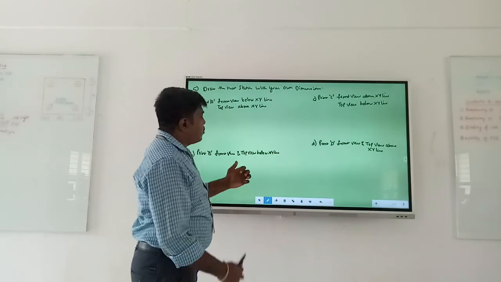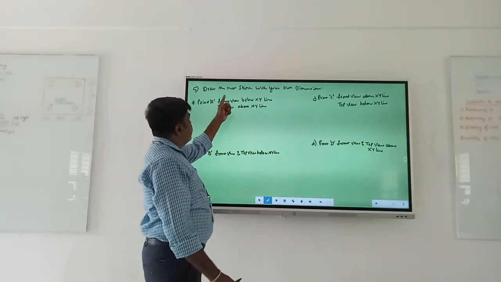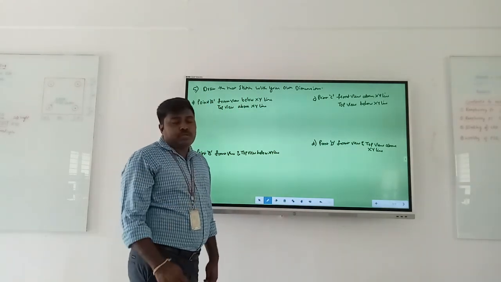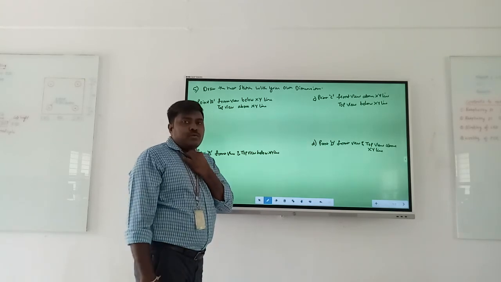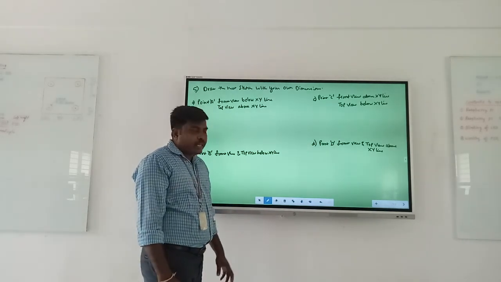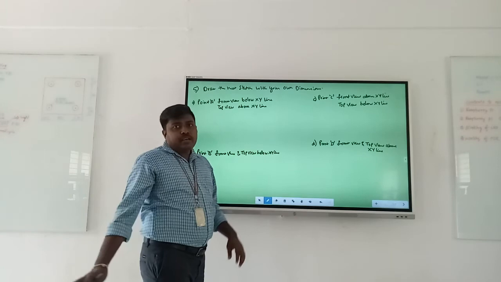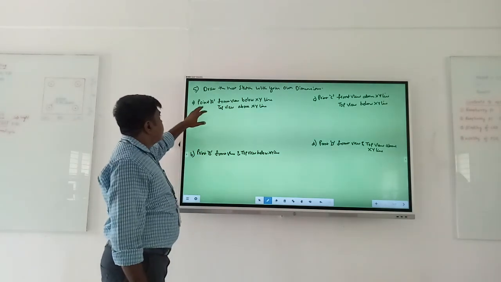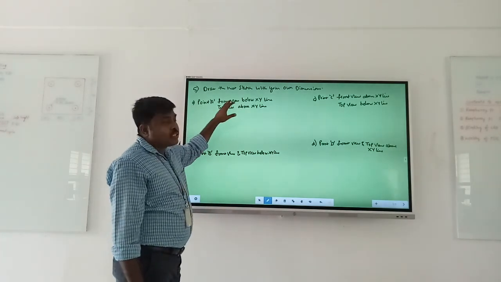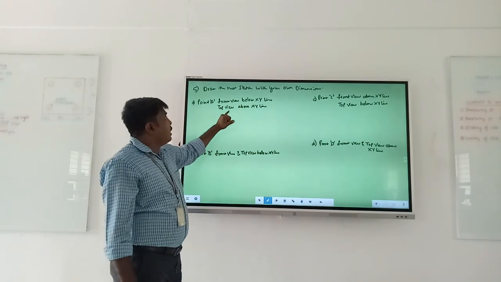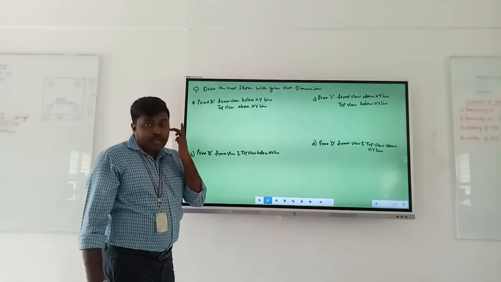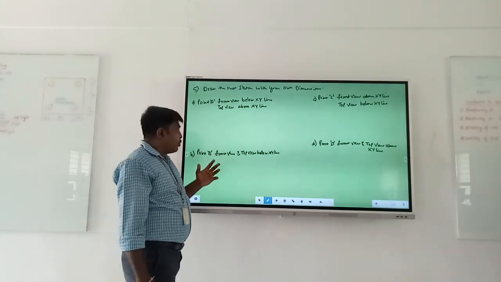So let us see problem number 5. It says draw a sketch with your own dimensions. Whatever dimensions you want you can take, but you have to identify in which quadrant it is. So here it says the point A, its front view is below xy line and top view is above xy line.